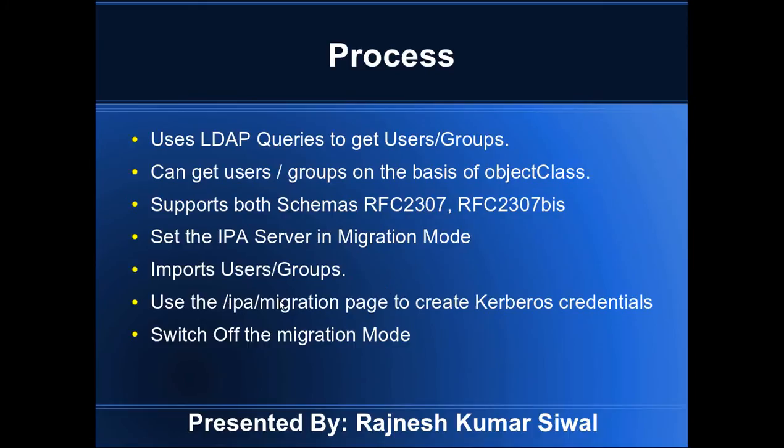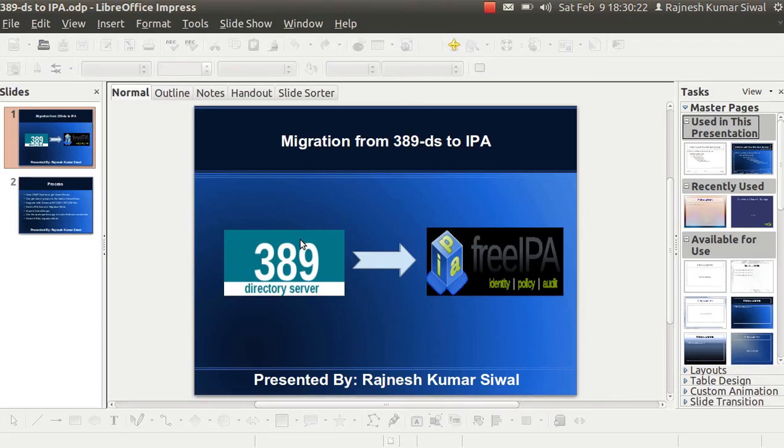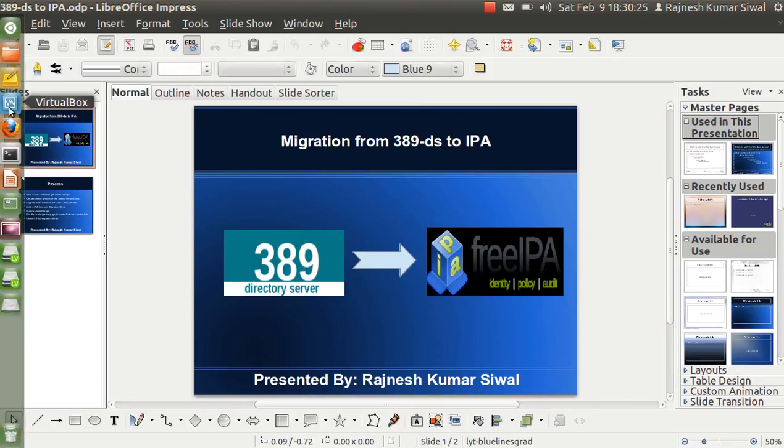So finally, when all the users in the corporate are migrated, meaning they have generated their Kerberos credentials, we can switch off the migration mode and start enrolling the servers and authenticating the users against the IPA server. So let's start with the lab.